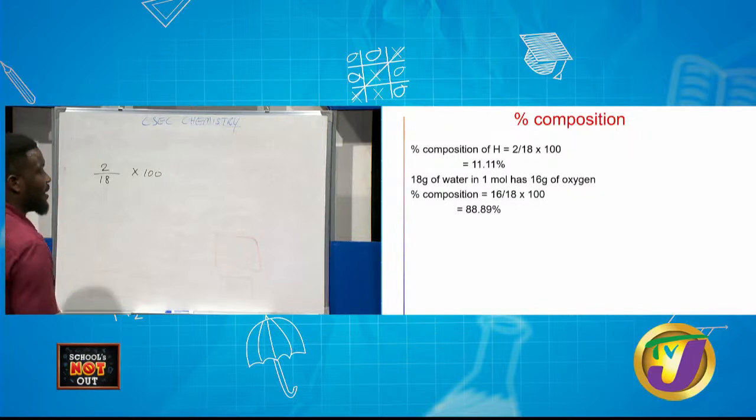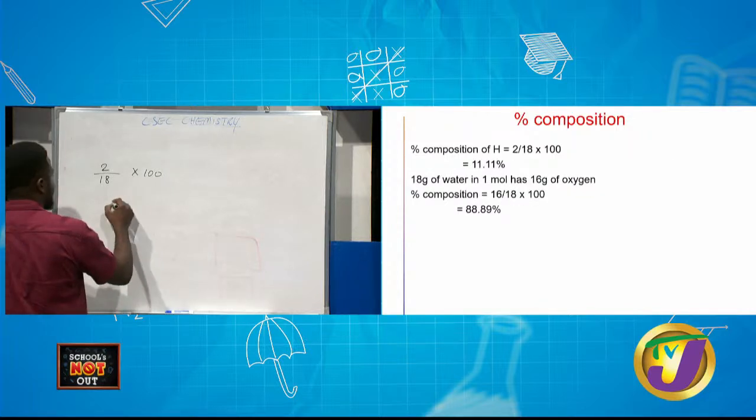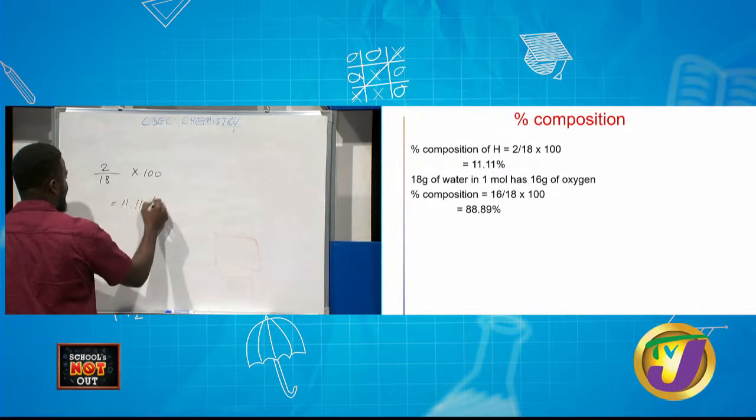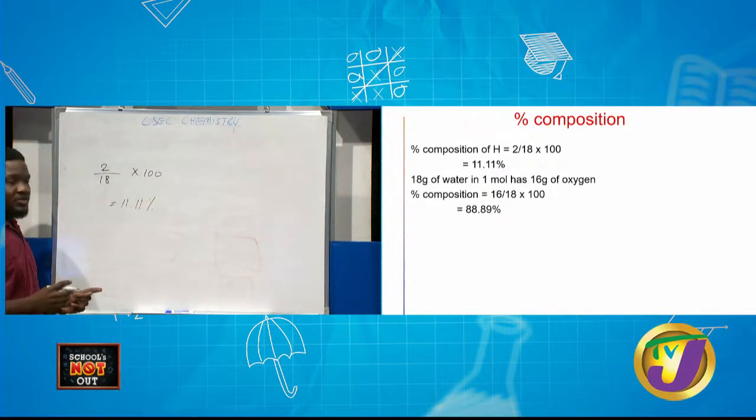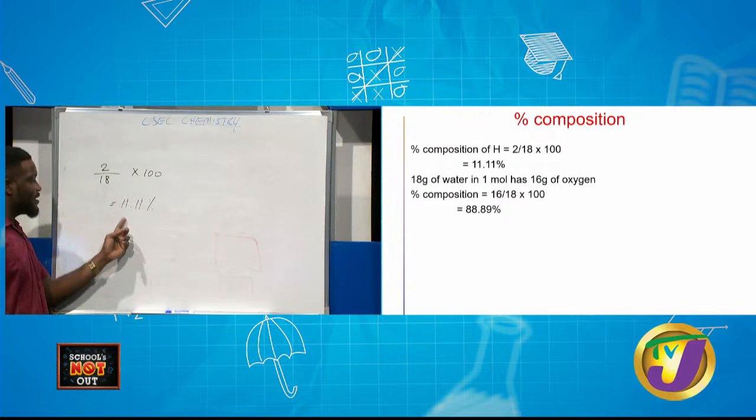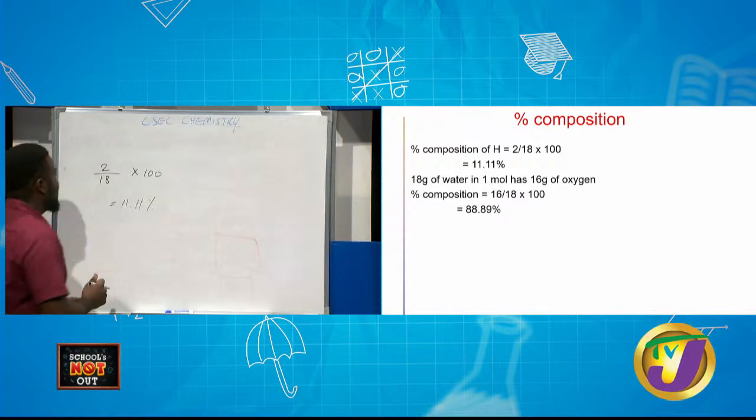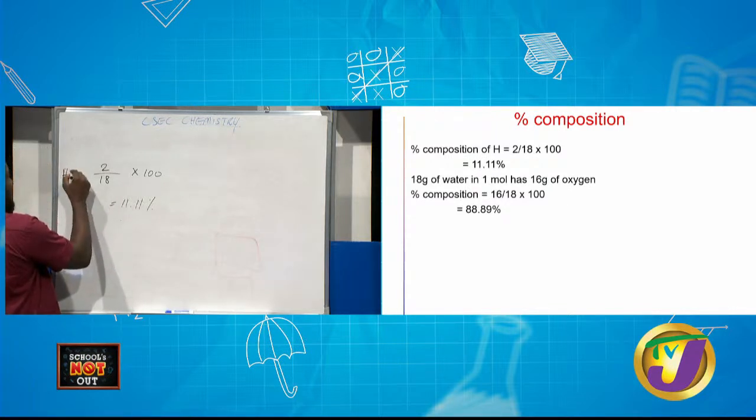And so when you do that, you're going to get 11.11%, all right? So for water, hydrogen is contributing 11.11% of its total mass, all right? And same thing now for oxygen.